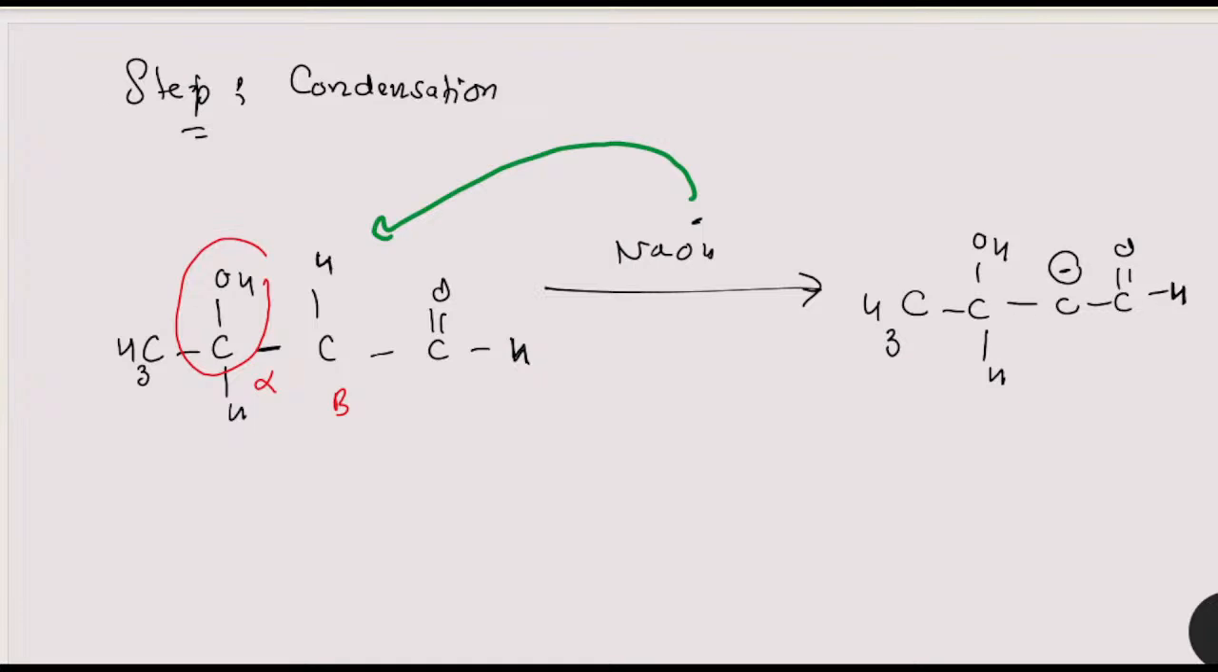Can you tell me which kind of elimination this is? E1, E2, or even E1cB mechanism? First of all, the base simply abstracts the hydrogen, and then in the next step we are going to get an elimination product. So anyone, do you know the type of mechanism?